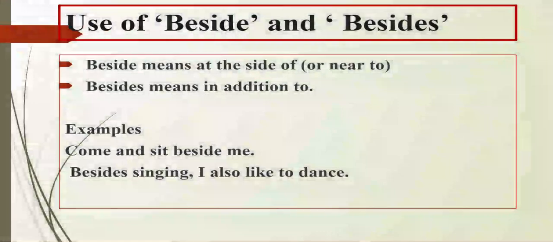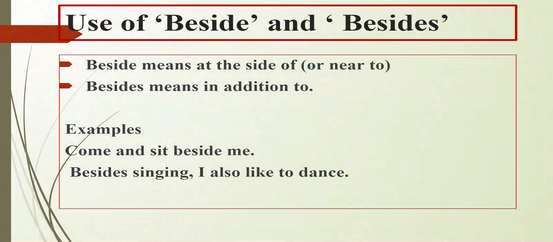Beside and besides. They look alike, children. And most of you, I know, get confused with beside and besides. So the simple rule is that beside means at the side or near to, means somebody sitting beside you. Rohan sits beside me in the class.